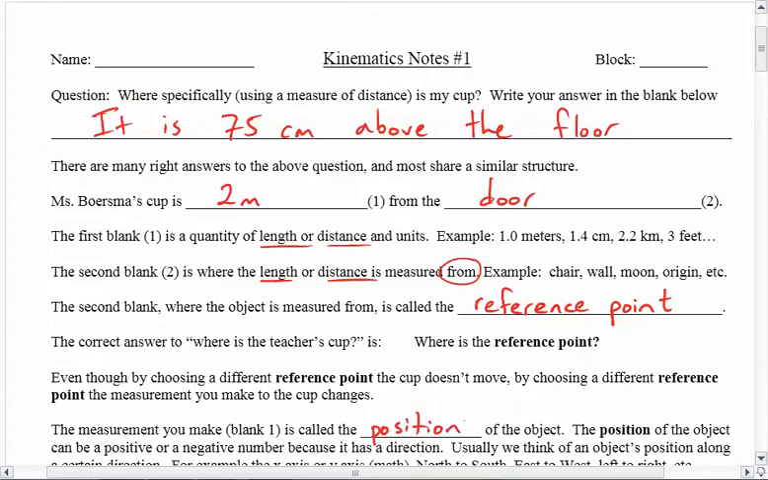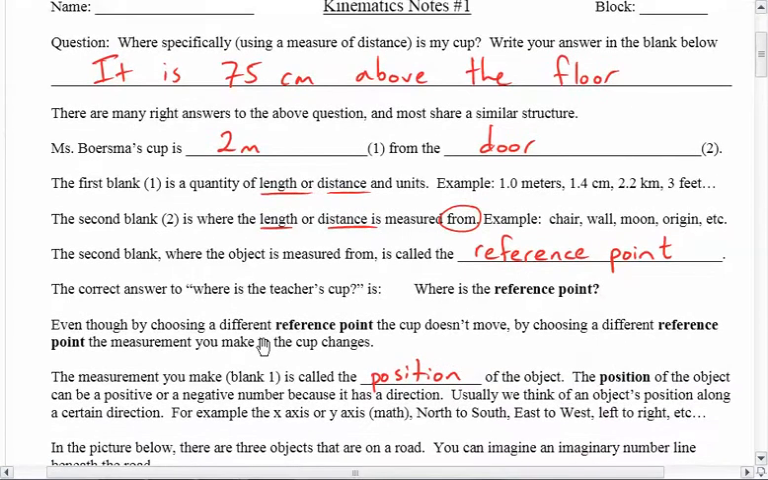Now the position can be a positive or a negative number, because position has direction. Usually we think of an object's position along a certain direction, for example, the x-axis or the y-axis. We could say from north to south, east to west, left or right. So we usually have north being positive and south being negative, east being positive and west being negative, right being positive, left being negative. So you can have a positive or a negative position.